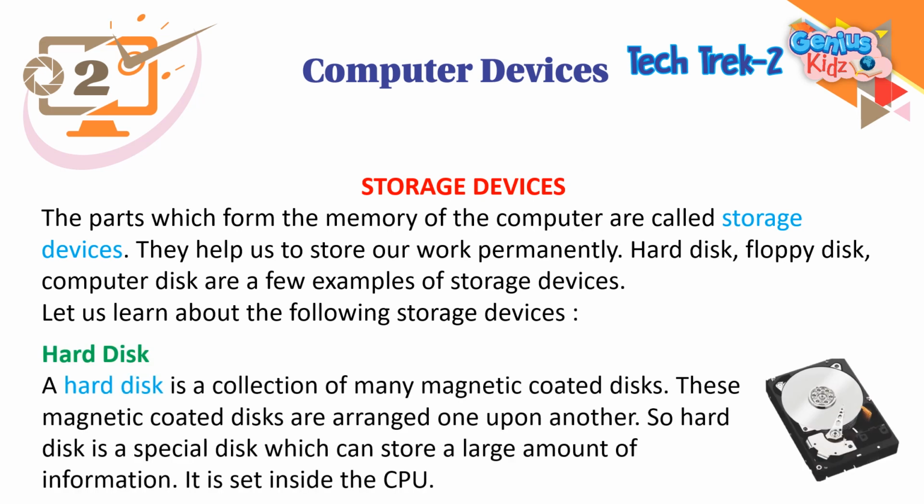Hard disk. A hard disk is a collection of many magnetic coated disks. These magnetic coated disks are arranged one upon another. So hard disk is a special disk which can store a large amount of information. It is set inside the CPU.